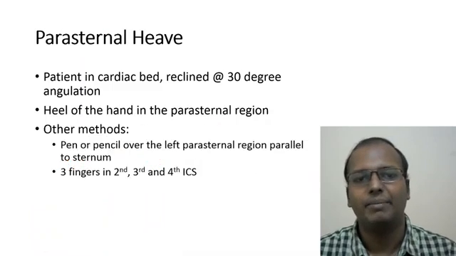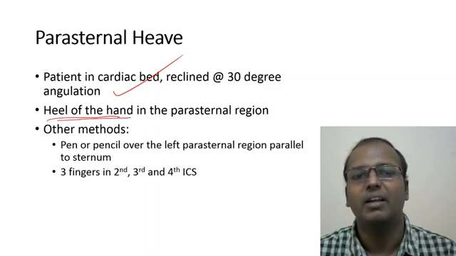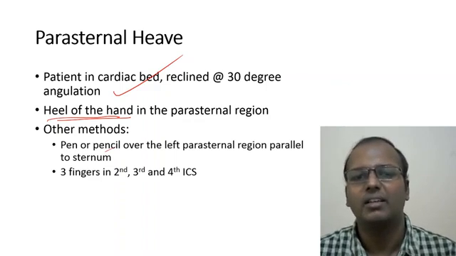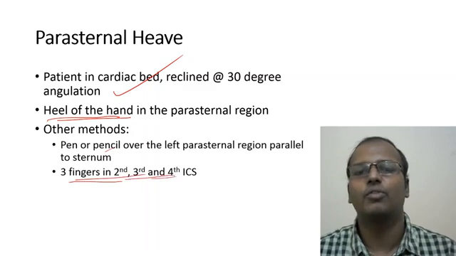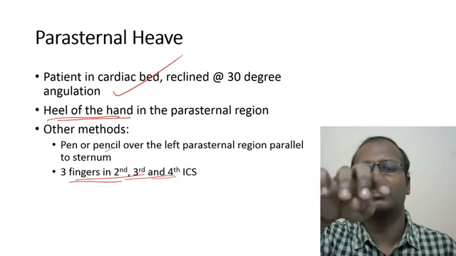And for parasternal heave, again the patient is in the cardiac bed reclined at 30-degree angulation, using the heel of the hand. This is one concept. The heel of the hand can be kept, and a pen or pencil can be kept. If the heave is very feeble, then you can keep a pen or pencil, or three fingers, in the second, third and fourth intercostal spaces.